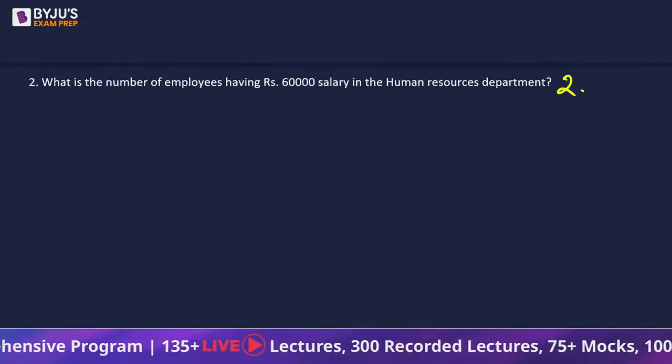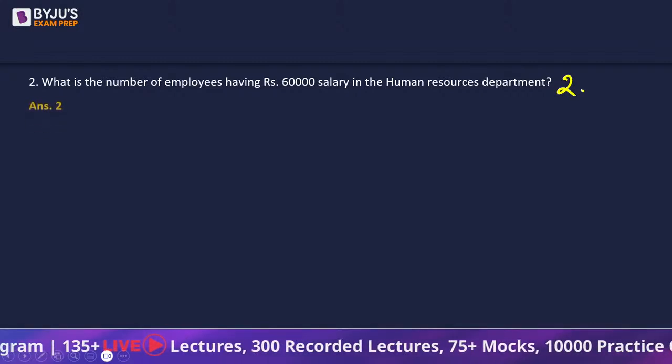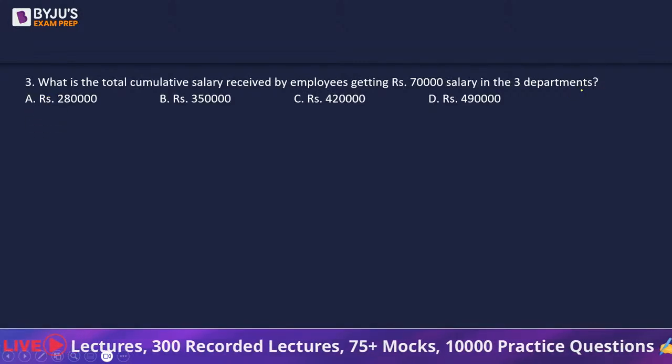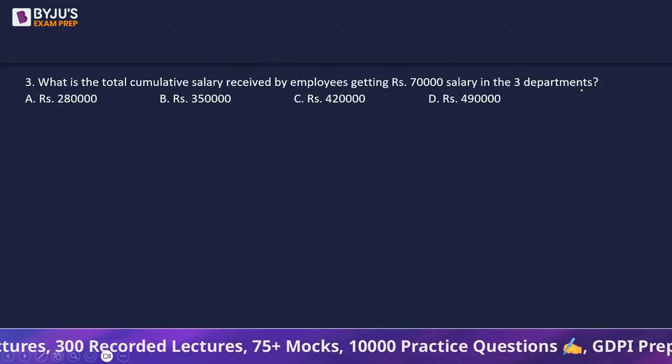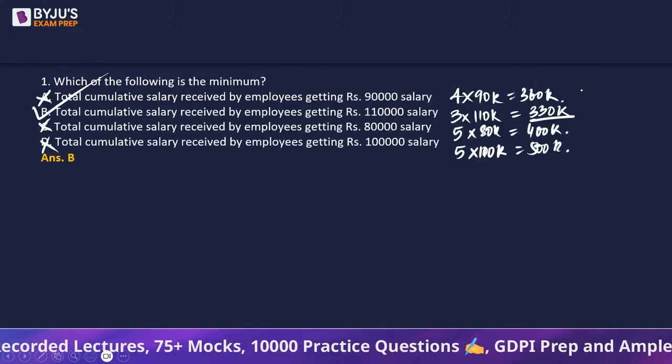So 2. We should type in 2. It's a theta question. Okay, next. What is the total cumulative salary received by employees getting rupees 70,000 in the 3 departments?